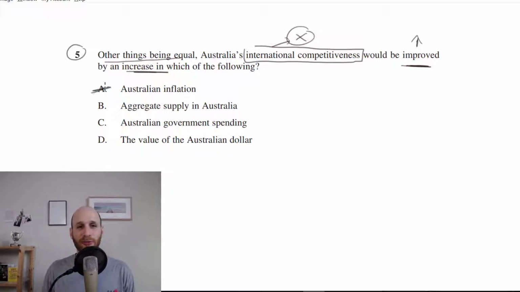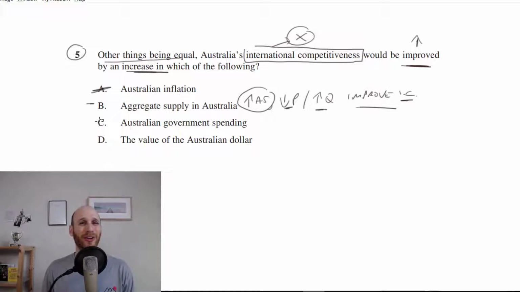If we increase domestic inflation, that will hurt international competitiveness. If we increase aggregate supply, that would lower prices and give higher quantities, which would actually improve international competitiveness. If government spending is increased, we don't know where it's being spent. It depends on where it's being spent in terms of whether it would improve international competitiveness. And if the value of the dollar goes up, well, that is like kryptonite for international competitiveness. That's a Superman reference, but I don't even really like Superman. Anyway, we're looking at B for 5.